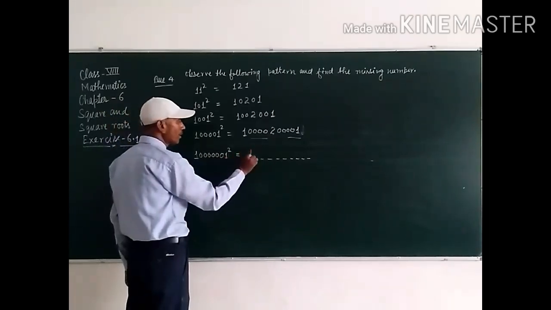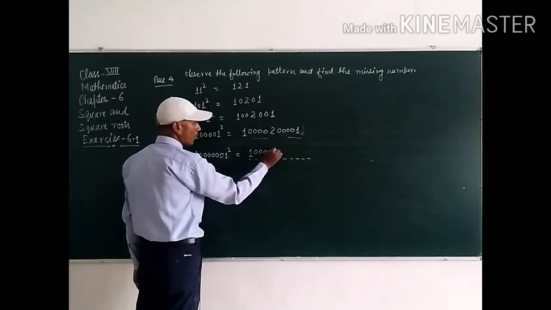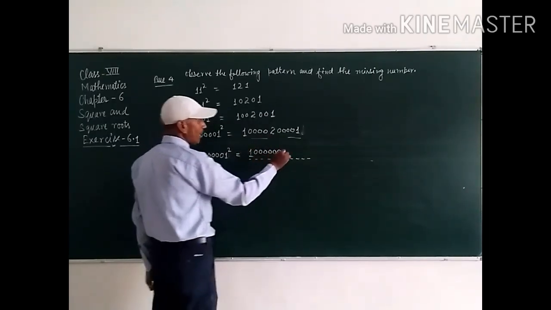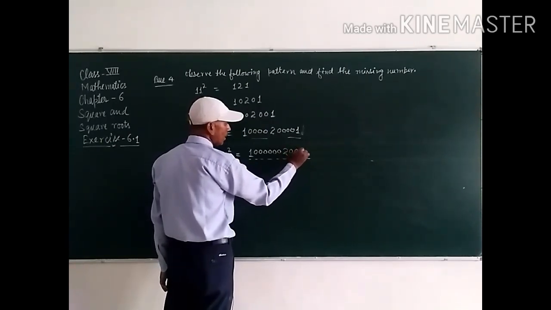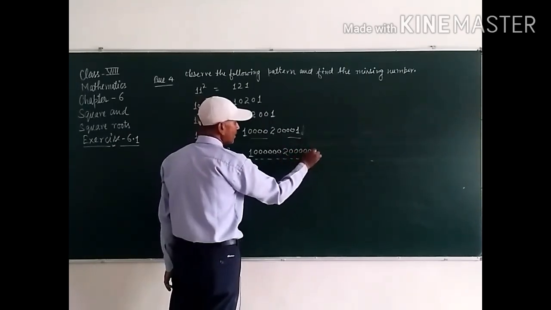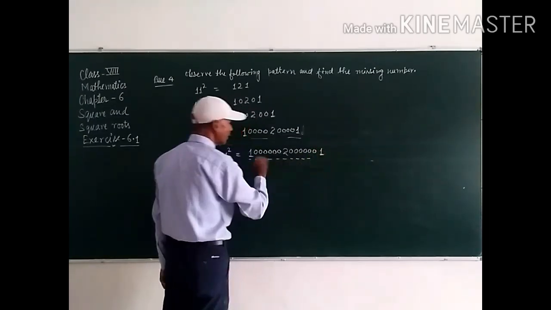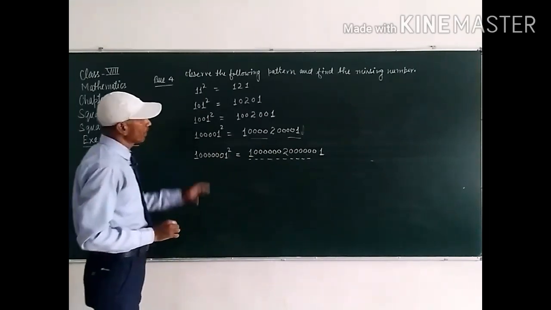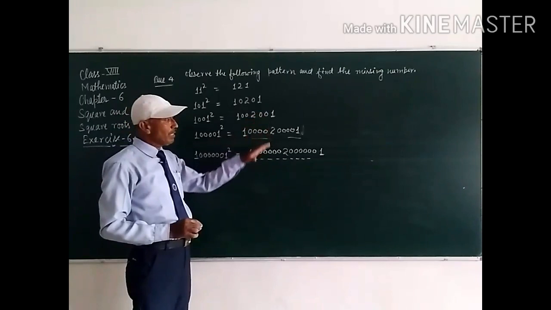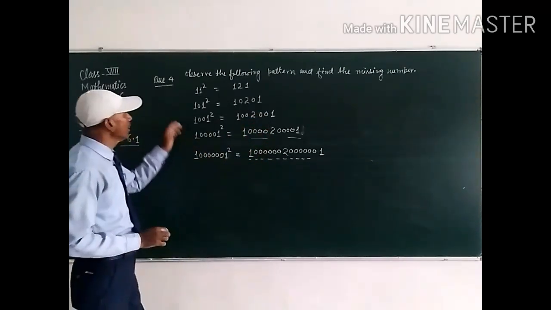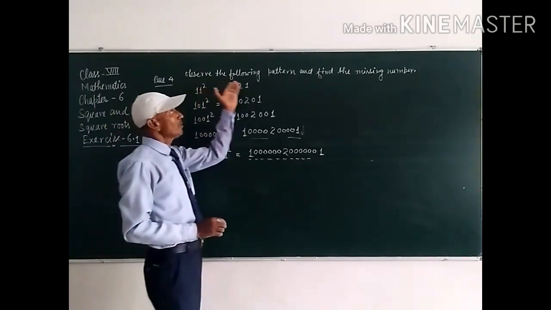So 1 followed by 6 zeros 4 5 6, again 2 followed by 6 zeros 1 2 3 4 5 6 and again 1. Clear student? This one will be the square of this number. After observing the pattern, we find the numbers will be in this sequence. Clear student?